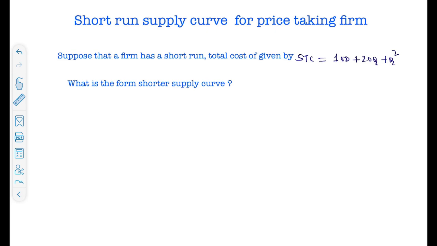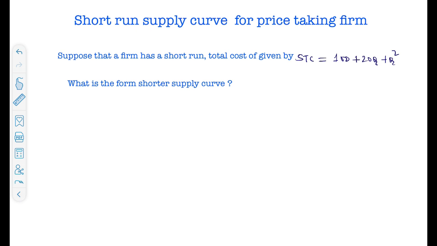Hello dear students, in this video I am going to show you how to calculate the short run supply curve for a price taking firm. I have already explained that in a perfectly competitive market all firms are price takers. An individual firm cannot affect the market price. So here the marginal cost curve is known as the supply curve. I will show you how to calculate the supply curve.